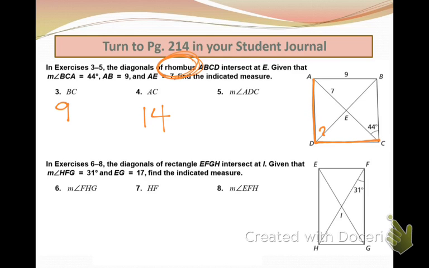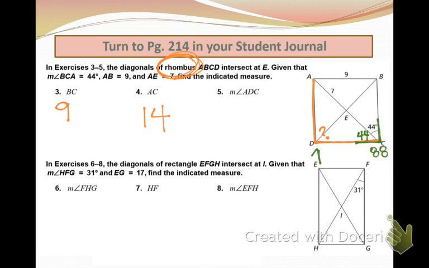ADC, it's asking for this whole angle. All you're given in respect to angles is this 44 degrees. All right, what do you know about the diagonals of a rhombus? Look at your properties. They bisect. So if it bisects angle C, the other half is 44, which makes the whole angle 88.